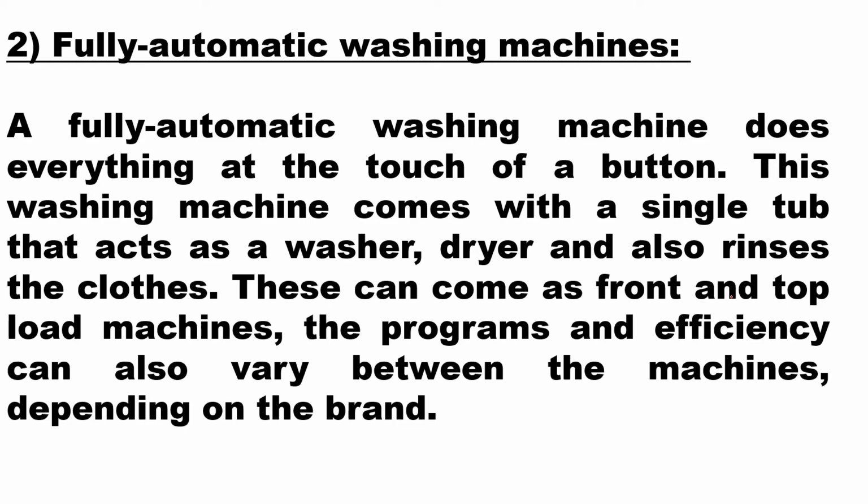Then these can come as front and top load machines. The programs and efficiency can also vary between the machines depending on the brand name. Okay. So these washing machines especially come with a single tub that acts as washer, dryer, and also rinses. So there is only one tub here. There are no two tubs like your semi-automatic. So in a fully automatic washing machine, you have only one tub which will wash, dry, and rinse. All the functions are done in one tub only. Okay. And this fully automatic washing machine can come as a front loading or top loading machine. Clear?